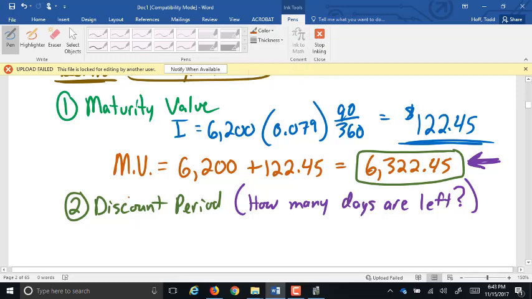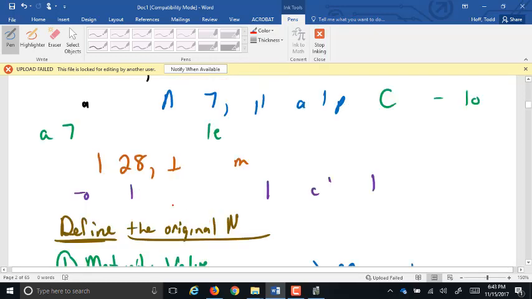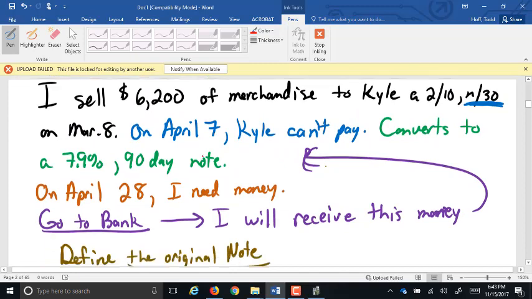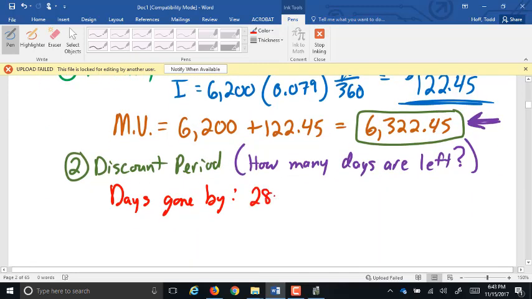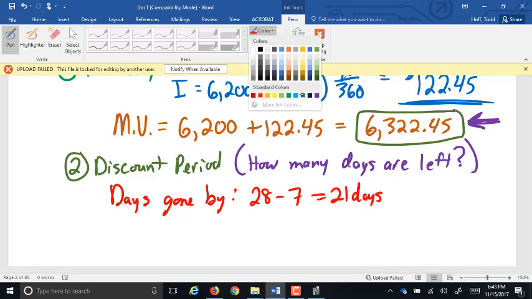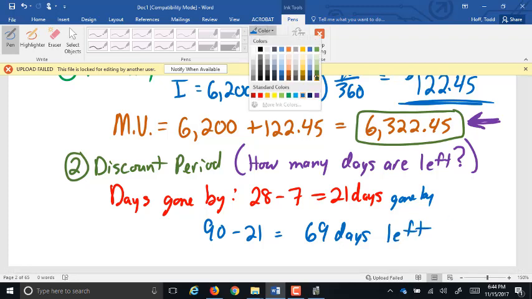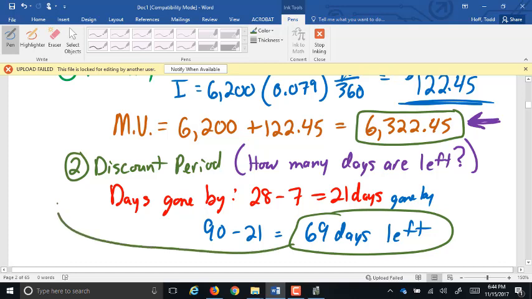Well, how many days have gone by? It went from April 7th to April 28th. So 28 minus 7, that would be 21 days. It was a 90-day note. So this is days gone by. 90 minus 21 equals 69 days left. That amount, the 69 days, is the discount period.